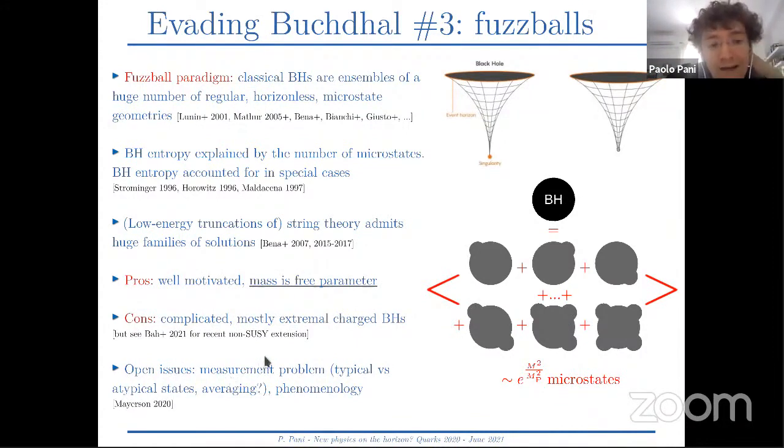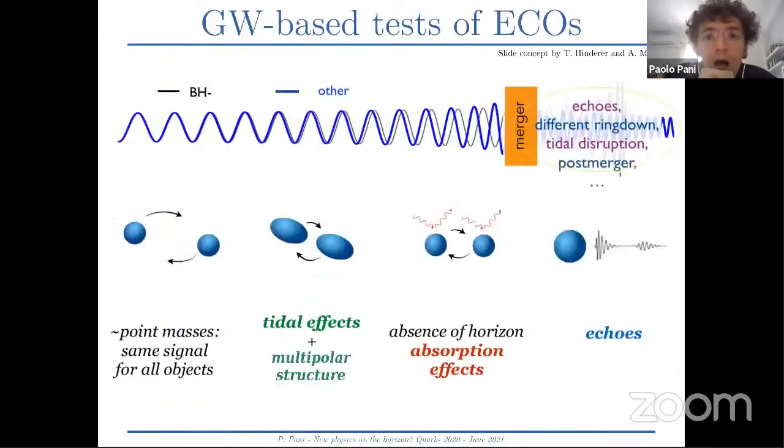The cons are that the solutions are very complicated. Most of them are built only for extremal or almost extremal charged black holes. There has been recently some non-SUSY extension, and there is a lot of discussion going on. This week, for example, there is an interesting workshop on black hole microstructure in Paris, by the way. Of course, it's online. And for any detail on the phenomenology, I can suggest this review by Daniel Mayerson that I think is very well done.